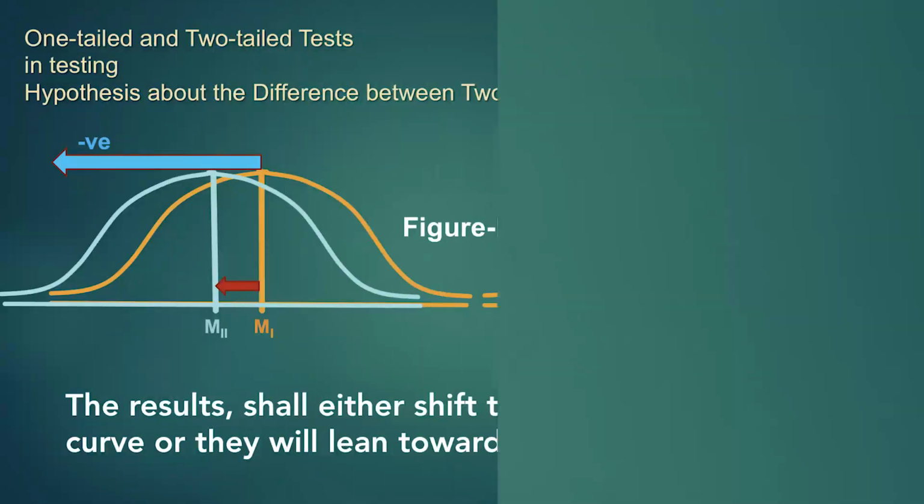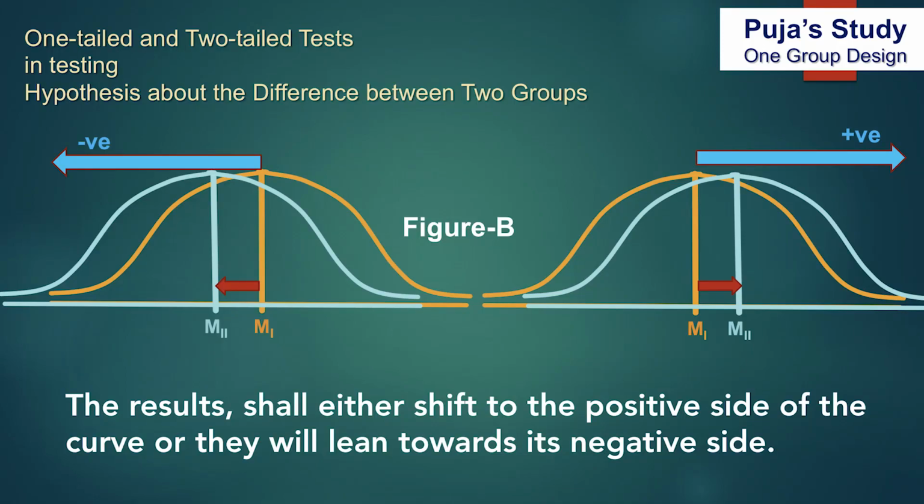If we analyze Pooja's case, where she obtained two sets of data by using a pre-test and post-test design of research on the same group of students, we may see the direction if we compare the results obtained on these two sets of data. If we plot the data on a curve, we may find that the results shall either shift to the positive side of the curve or they will lean towards its negative side.